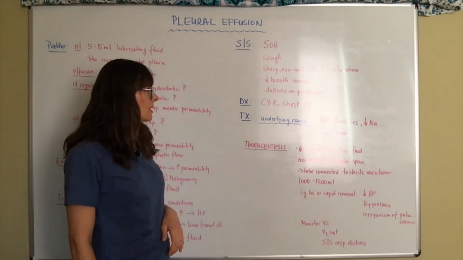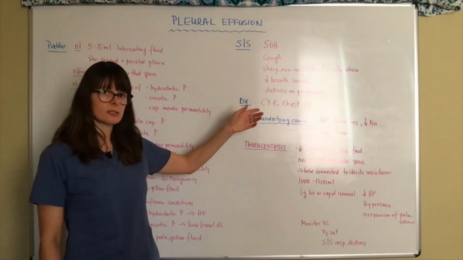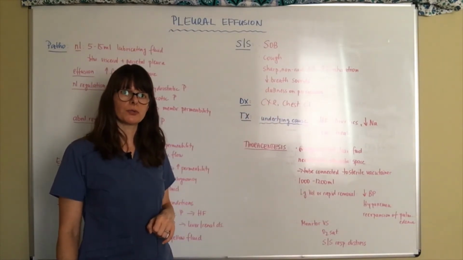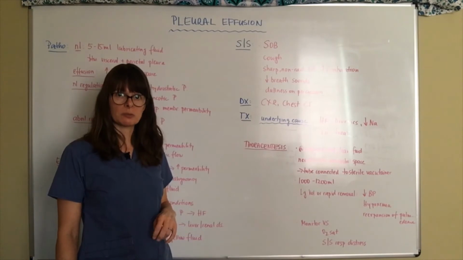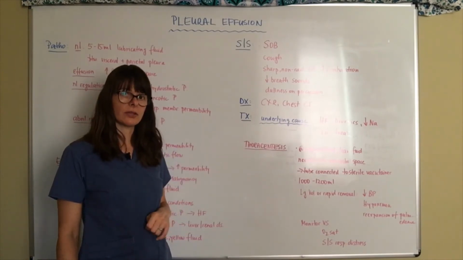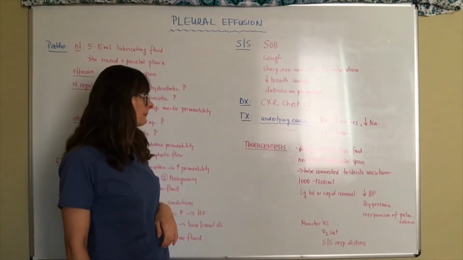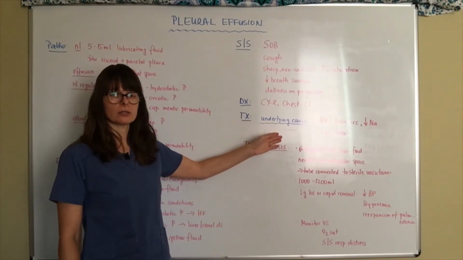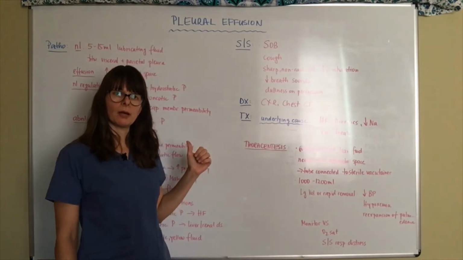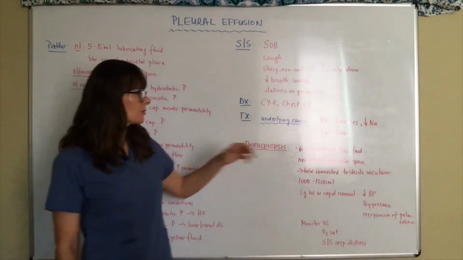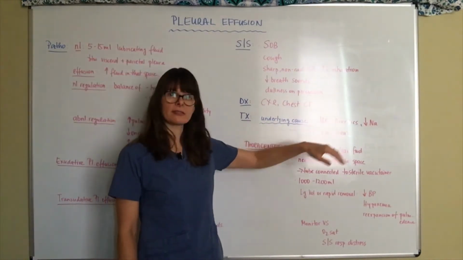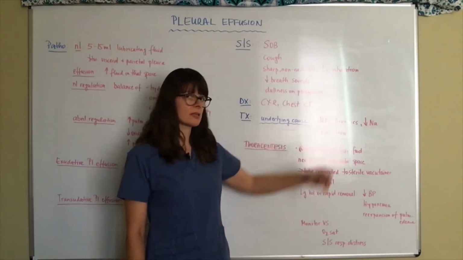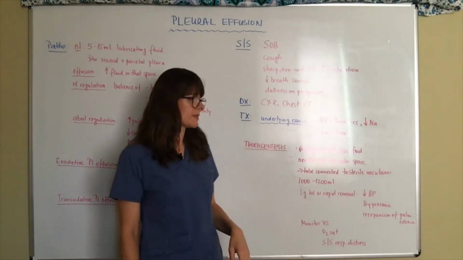Now, diagnostic tests will be chest x-ray or chest CAT scan to really see the extent of that pleural effusion and the location specifically, and we'll get into that when we talk about treatment. So treatment here is always treating the underlying cause. If this is because of heart failure, we want to treat the heart failure by getting rid of some of that fluid with administering diuretics, as well as placing the patients on a low sodium diet.